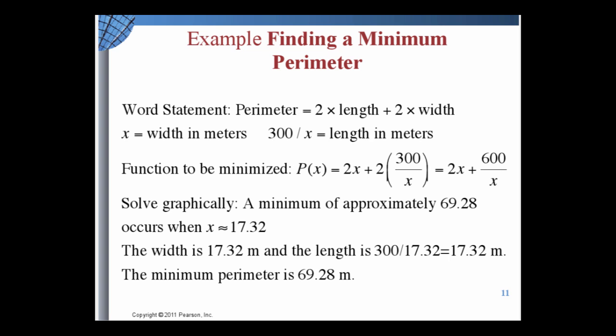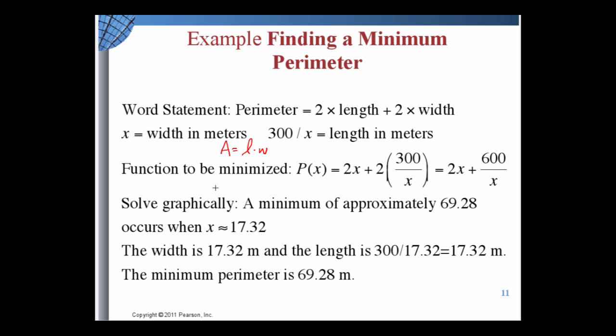So the word statement in the problem is that perimeter equals 2 times the length plus 2 times the width. We know that to be true. We're going to let x equal the width in meters. So 300 divided by x is going to give us the length in meters, and that's because area equals length times width. So the area divided by the width is going to give us the length.